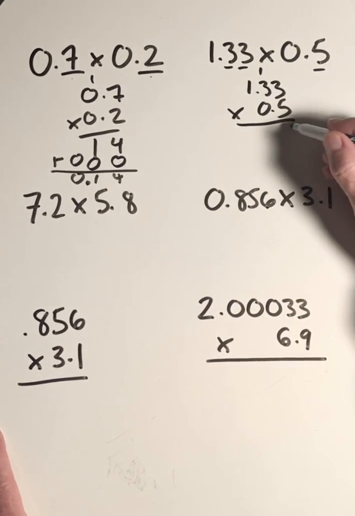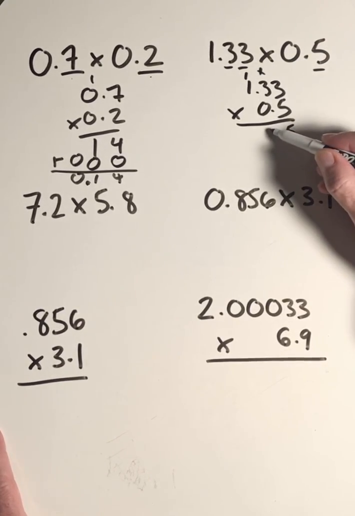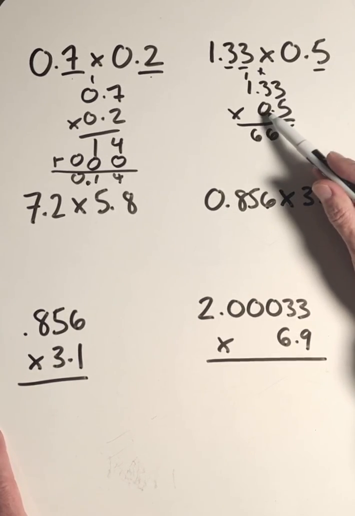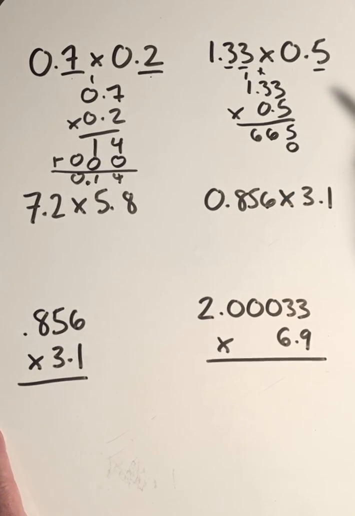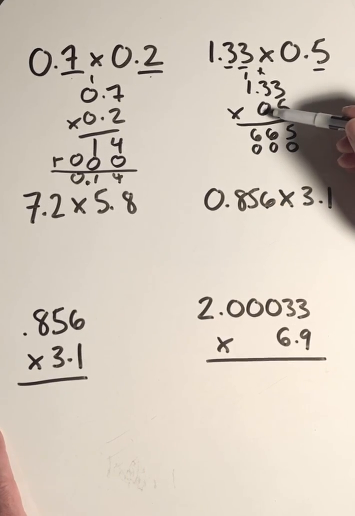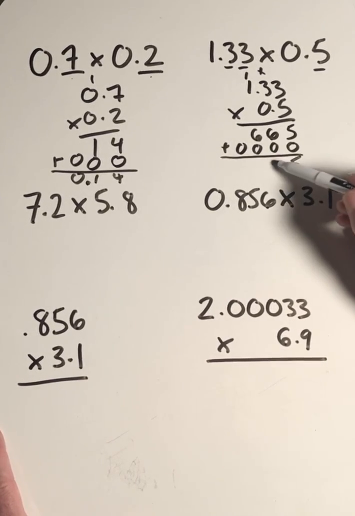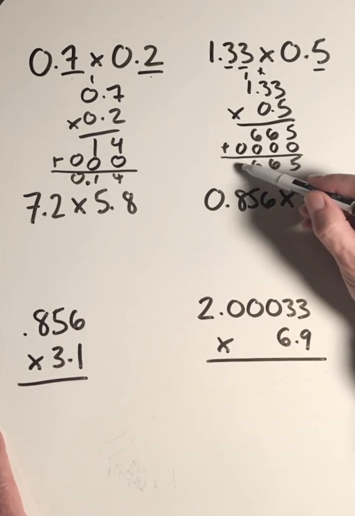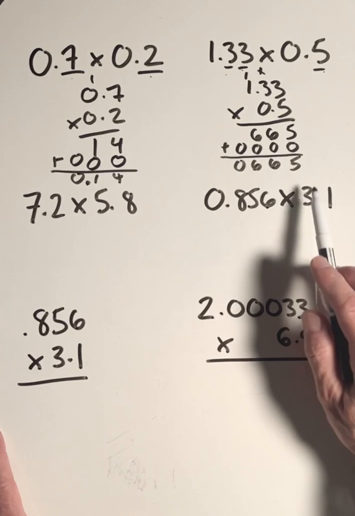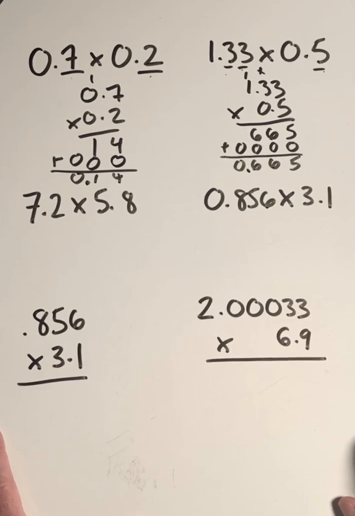3 times 5 is 15. 3 times 5 is 15, plus this 1 would be 16. 5 times 1 is 5, plus 1 would be 6. When I move over to the next place, I add a 0 down here. 0 times 3 is 0. 0 times 3 is 0. And 0 times 1 is 0. I add them all up. 5, 6, 6, 0, and I'll go back up. I need 1, 2, 3 digits to the right of the decimal point, so I have 1, 2, 3 digits to the right of the decimal point.